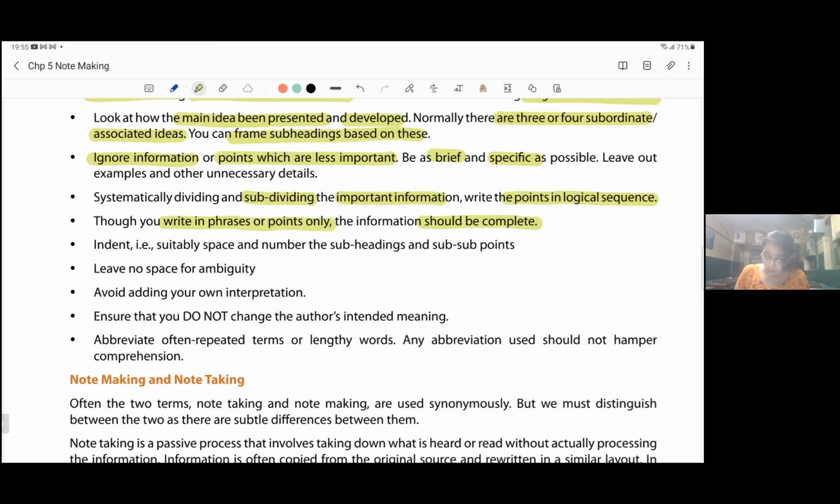Next, suitable space, number, subheadings and sub points. Leave no space. Avoid adding your interpretation and ensure that you do not change the author's intended meaning. Whatever the meaning of the passage is, you will not change. You cannot change the meaning. Anywhere, whether it is comprehension or any grammar topic, you can't change the meaning of what the sentence is saying, right?